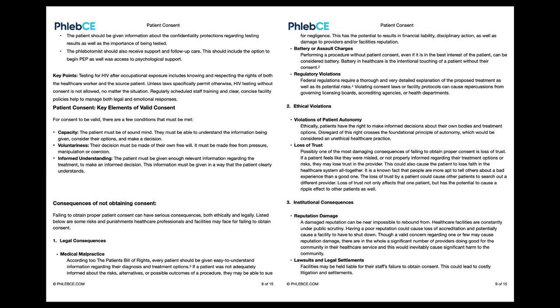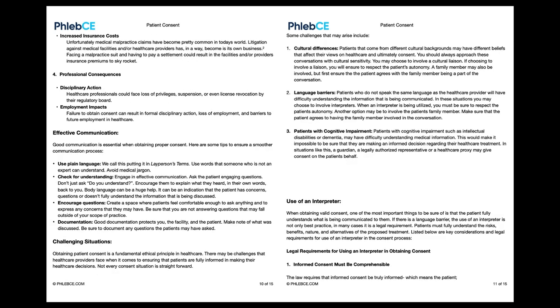We talk about the key elements of valid consent and consequences of not obtaining consent, such as legal consequences, ethical violations, institutional consequences, and professional consequences. We then dive into effective communication and challenging situations, and the use of interpreters.